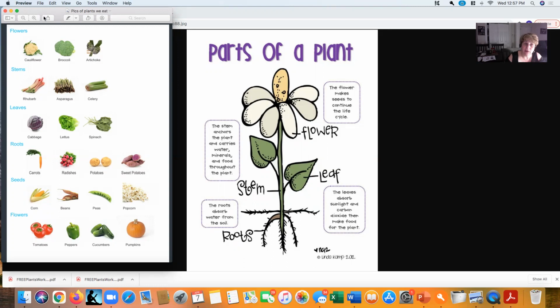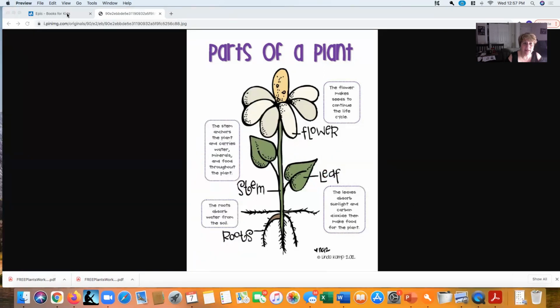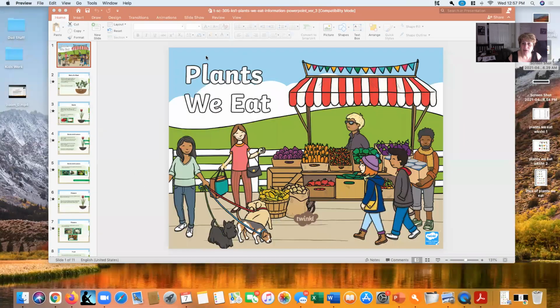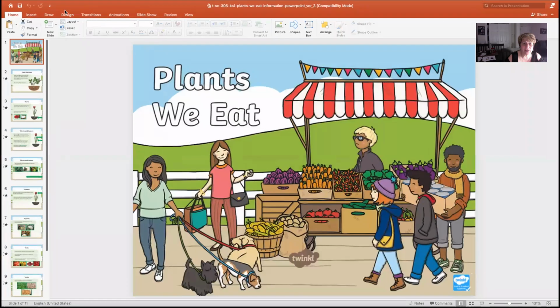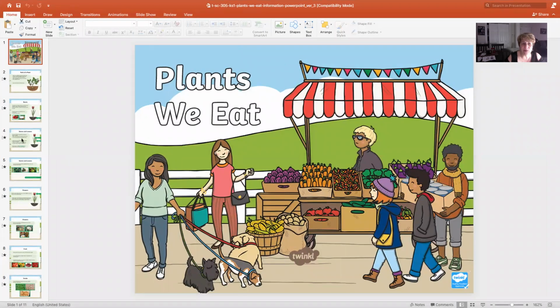So first, let's look. I have a little booklet here to show you. I'm going to make that go down, and this one go down too. And let's read about plants that we eat so we can learn more about plants we eat, okay? Here's the first page, and just see if I can make it a little bit bigger to share with you. Here we go. Plants we eat.